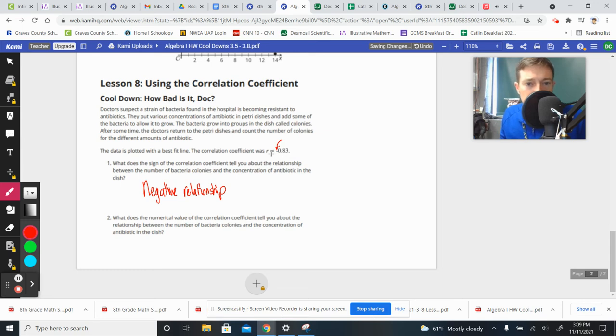But is the relationship that strong? So that's kind of what number 2 is asking about. What does the numerical value of the correlation coefficient tell you about the relationship between the number of bacteria colonies and the concentration of antibiotic in the dish? Well, this is where you could say -1 would be perfect correlation. Like it is dropping because we're adding more antibiotics. The bacteria colonies are going down because we're adding more antibiotics into the dish.